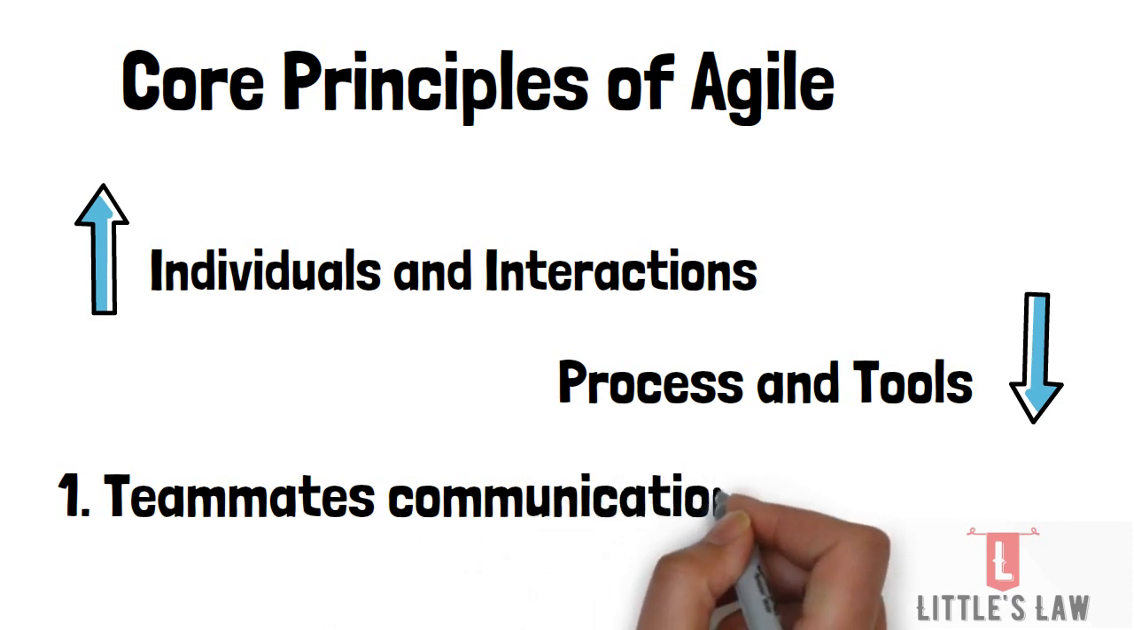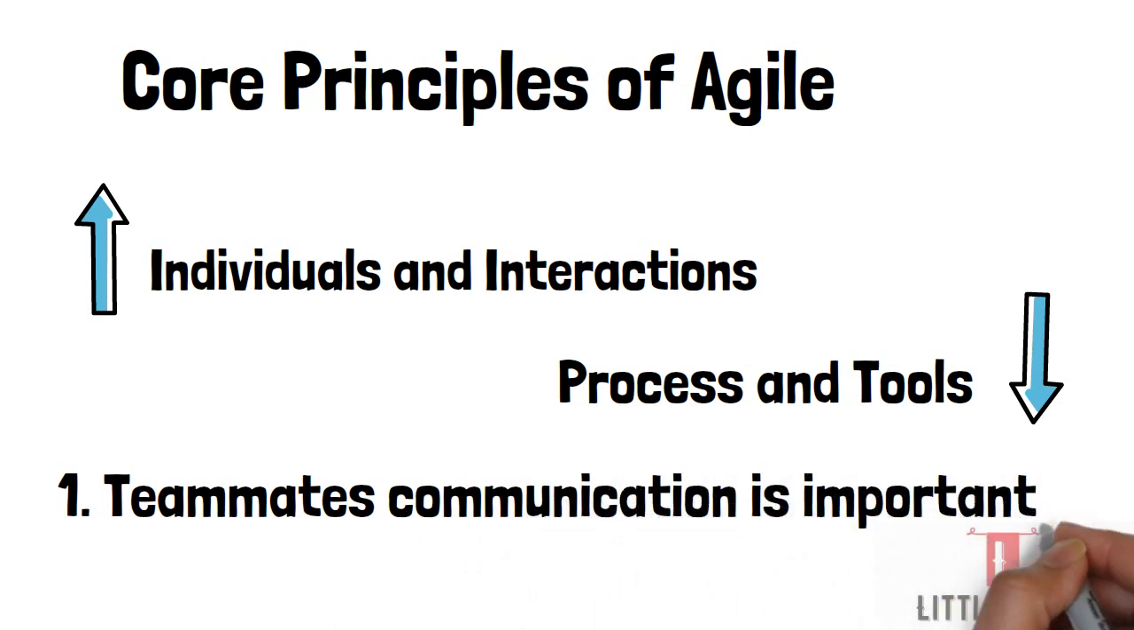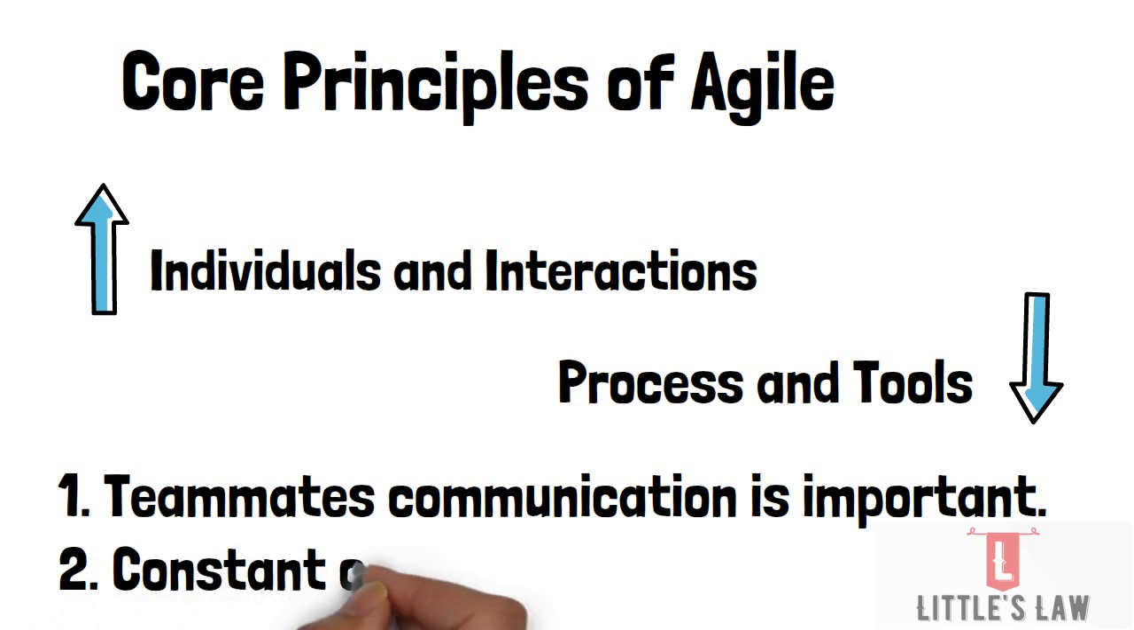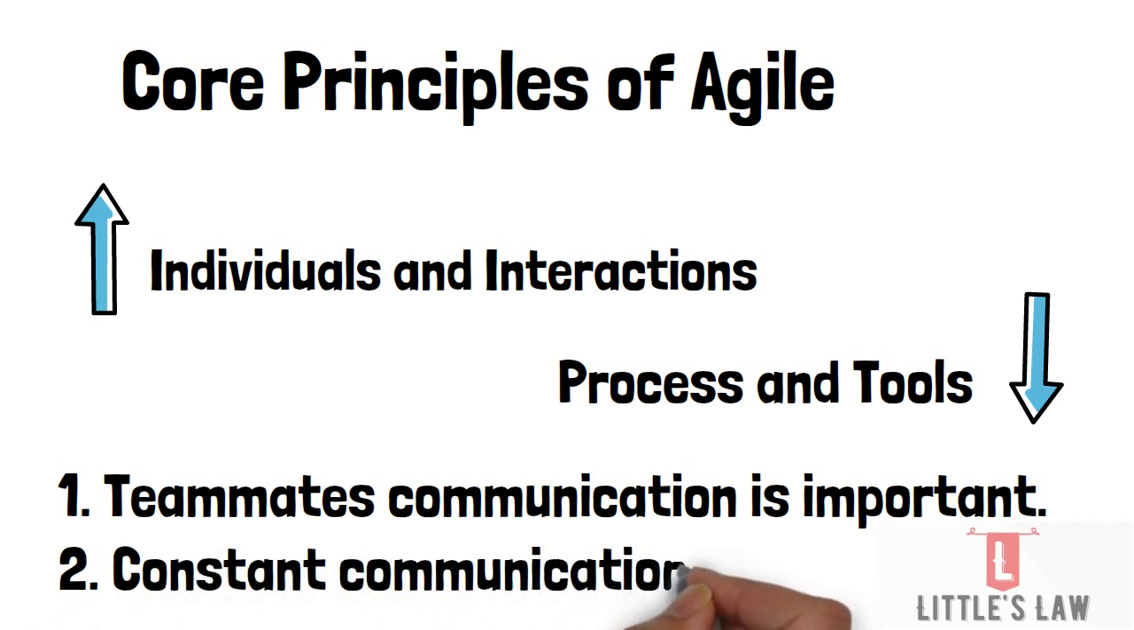The first principle we will see is individuals and interactions over processes and tools, where this core value emphasizes the importance of teammates communicating with each other. This makes for a more positive work environment where all stakeholders are engaged and feel valued. To increase efficiency, the agile approach prioritizes and encourages constant communication among teammates, and this value ensures that everyone is able to contribute valuable feedback to the projects.